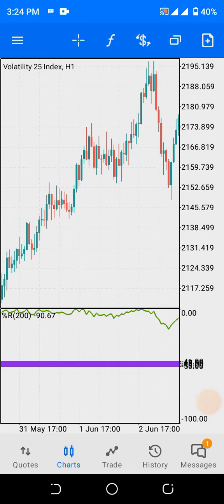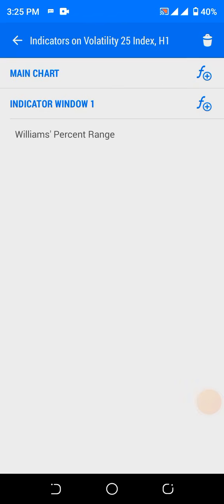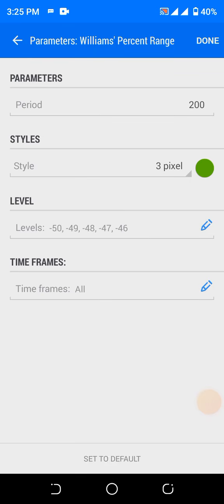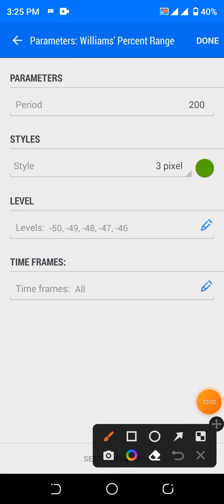Now let me show you the settings. Let me show you how to set up the indicators. Now I click on F. Now this is the Williams percent range indicator. Like as I said, you need only one indicator. So here are the parameters for the Williams percent range indicator. The period is 200, style 3 pixel, the color is green.